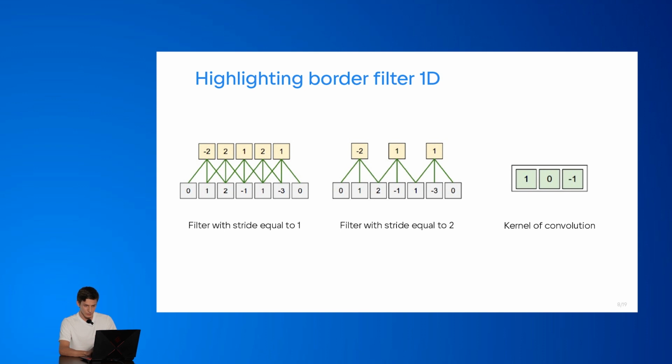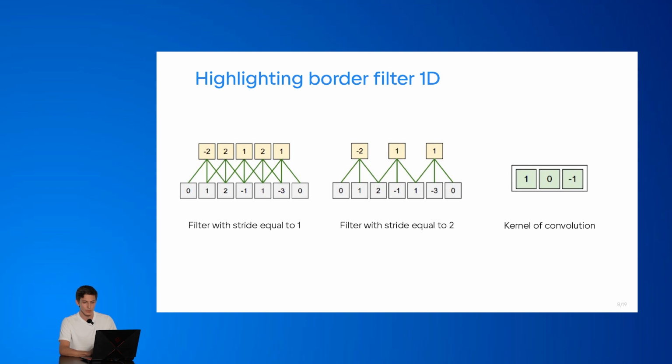So let's do it together. 0, 1, 2. Okay, 0 is multiplied by 1, then 1 is multiplied by 0, then 2 is multiplied by -1. And the sum will be equal to the number -2. Then we do it with the next three numbers, then with the next three numbers, and further we continue this operation too. It is the filter with stride equal to 1.